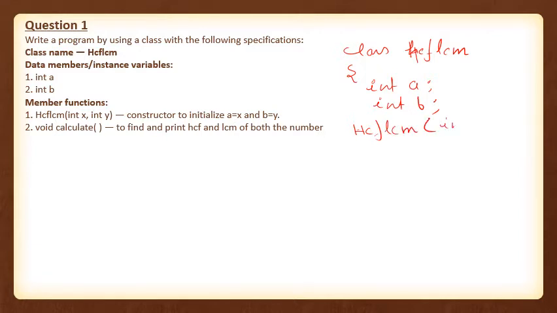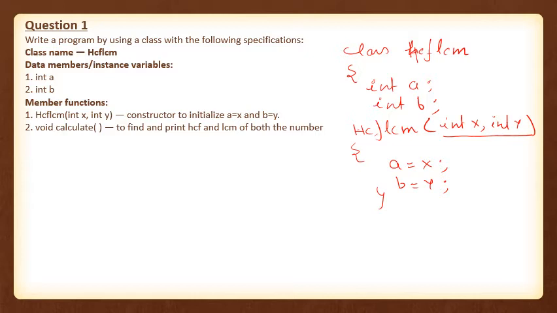int X comma int Y. It's a parameterized constructor. So the arguments passed at the time of function definition are the formal arguments. So x, assign the value of x in variable A and assign the value of y in variable B. Next is void calculate to print the HCF and LCM of a number.